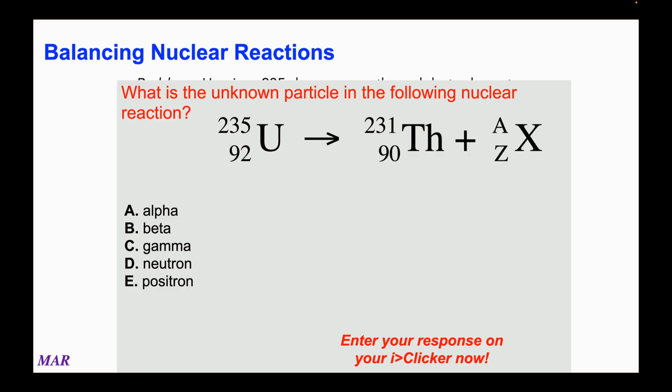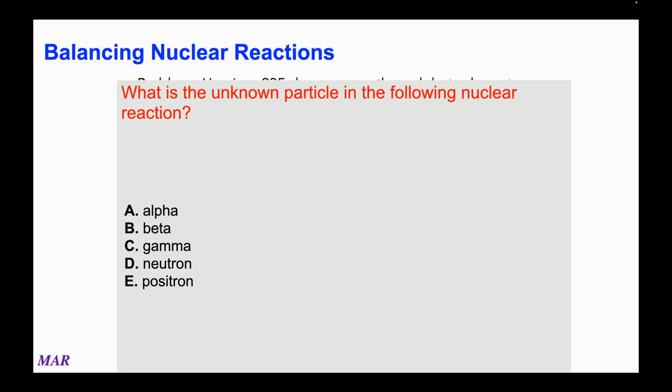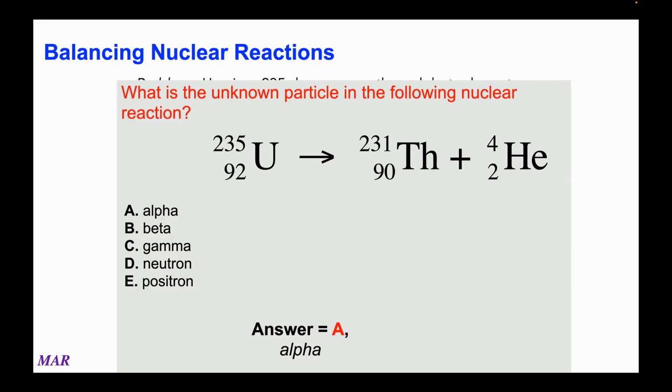So for example, 235 equals 231 plus A. So A is going to be 4. And 92 on the bottom equals 90 plus Z. Z is going to equal 2. So we have 4 for A, 2 for Z. If you look at the periodic table, number 2 is helium. And helium-4 is an alpha particle. So the complete reaction would look like this.